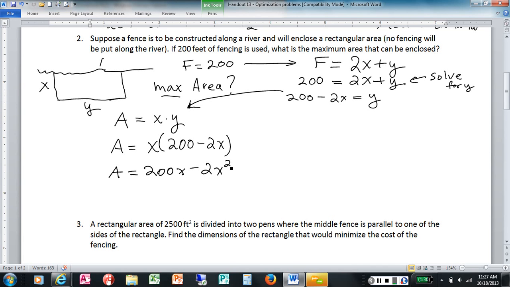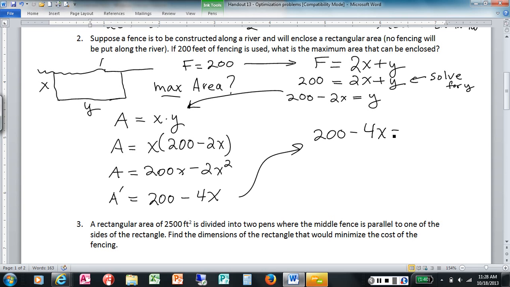Well, where does the maximum occur? Usually at the critical number, which has to do with the derivative. So let's do our derivative here. That would be 200 minus 4x. And in this case, the critical number would be where it equals 0. So I set that equal to 0. Let's see. Easiest way, we add 4x, divide by 4. 50 equals x. And so the maximum area is going to be when x is 50.